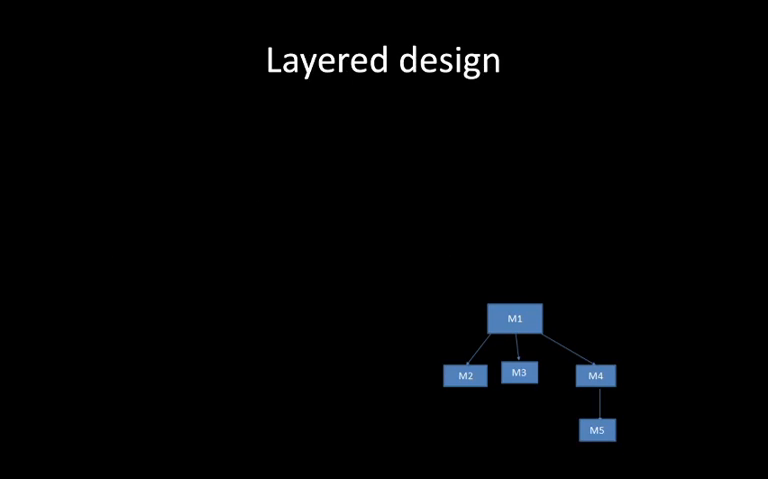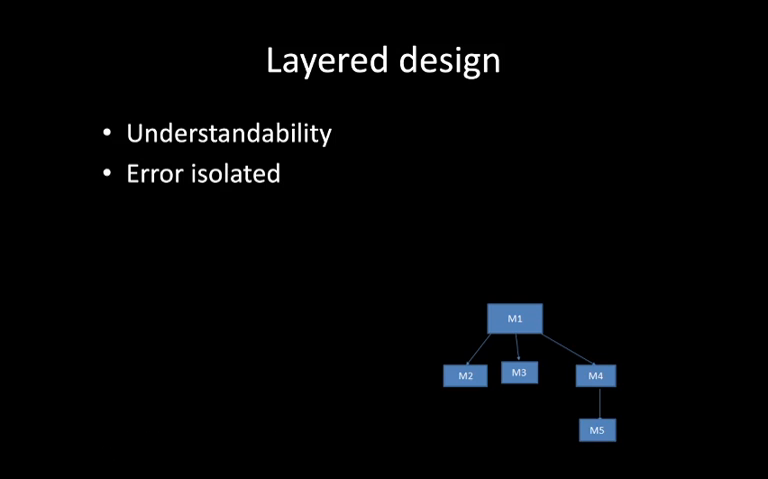What's the advantage of this layered design? Understandability increases. It is easy to understand one module. If you have this layer-like structure, it is very easy to understand what is happening inside a module. When understandability increases, we can isolate the errors also. Error isolation is possible because if there is an error in M3, it will not affect M2 or M4 or M5. This is happening only inside this module. So it is easy to debug this error.